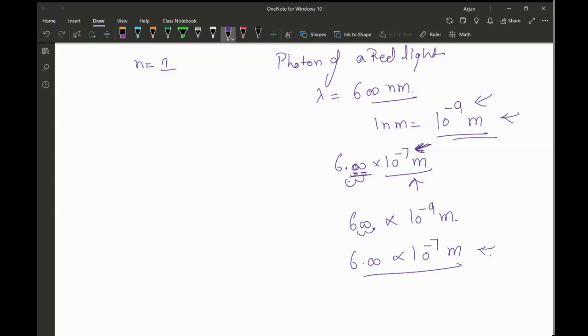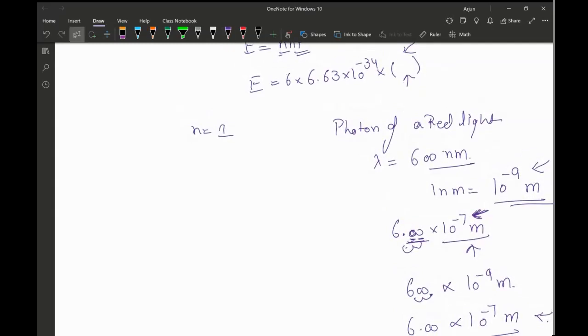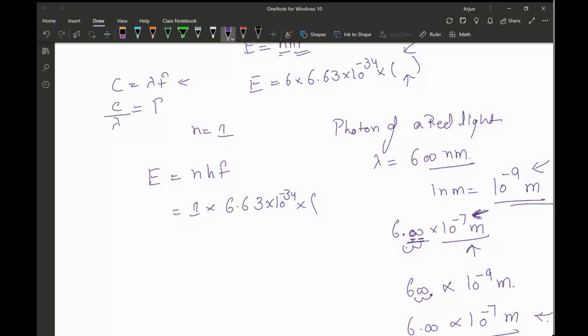So hopefully, now you're not going to be confused between 10 to the negative 7 and 10 to the negative 9. All right, so I wanted to find the energy associated with this photon of light. So energy value will be equal to nhf, and it is one photon. So n value will be equal to 1, and h value will be equal to 6.63 times 10 raised to the power negative 34 multiplied by the frequency value. How can I find the frequency? I just told you the formula, c equal to lambda times frequency, so c upon lambda equals frequency.